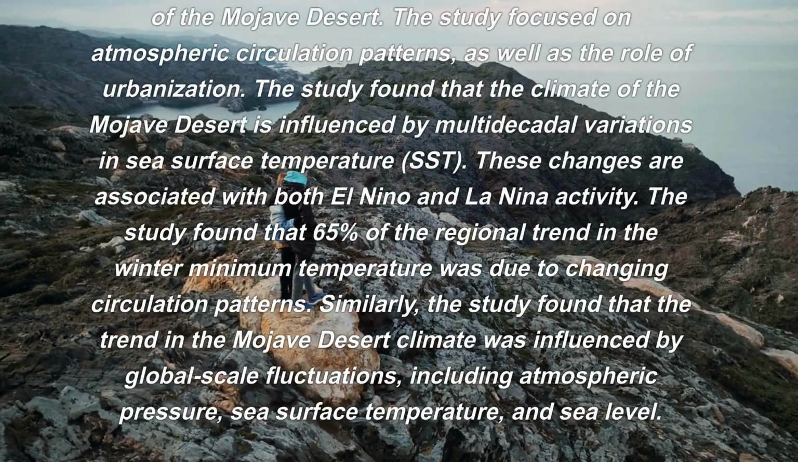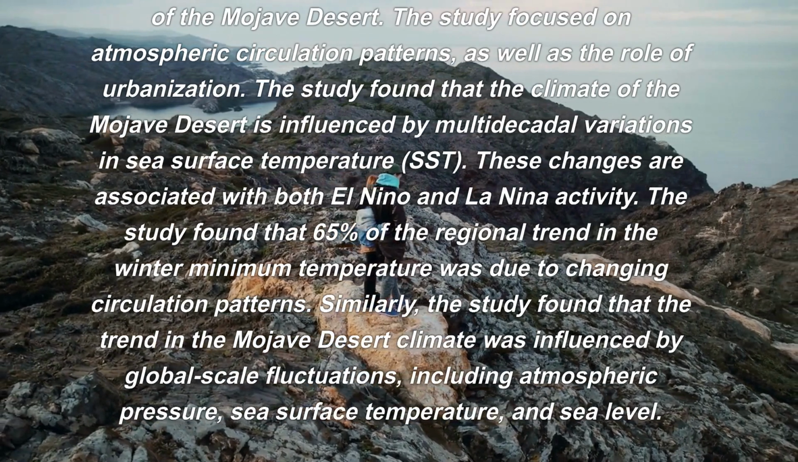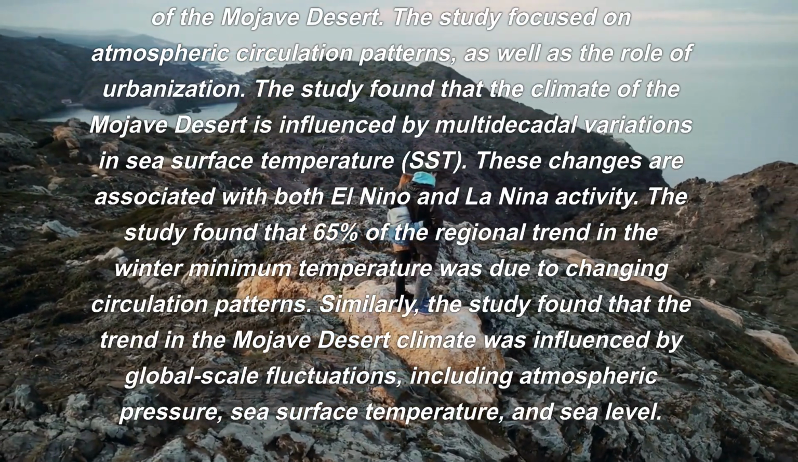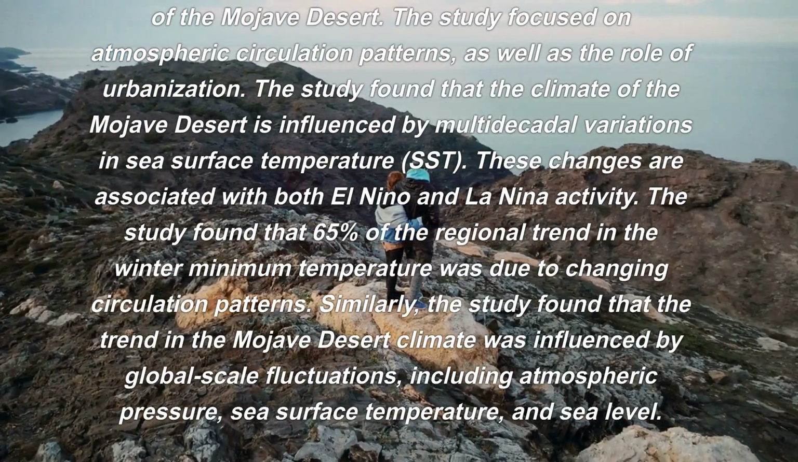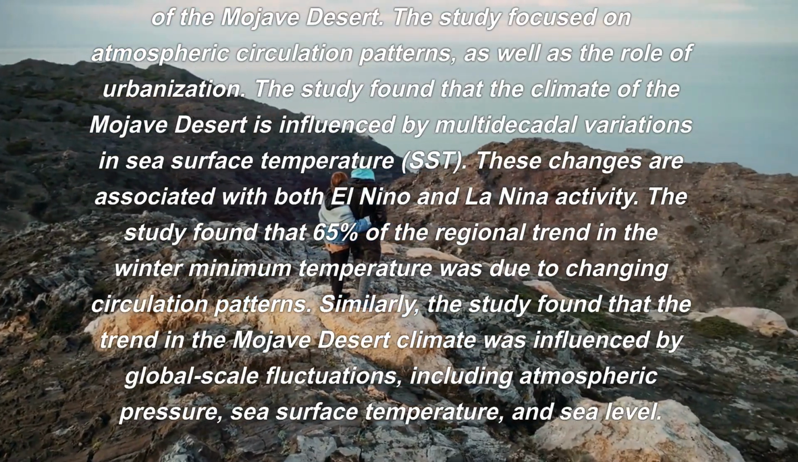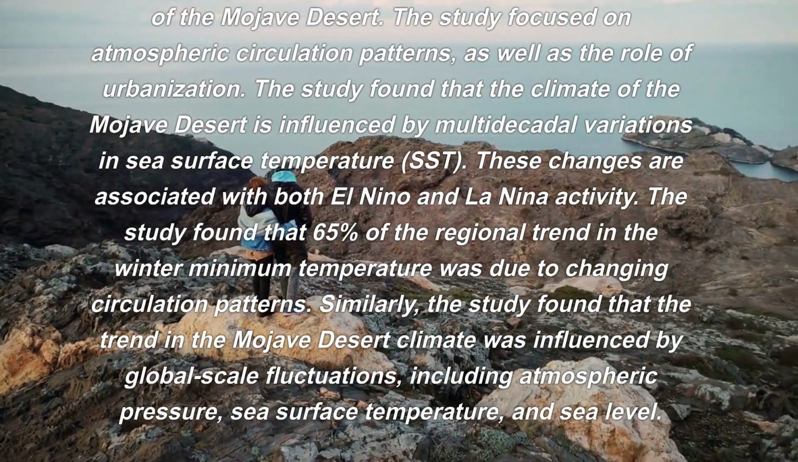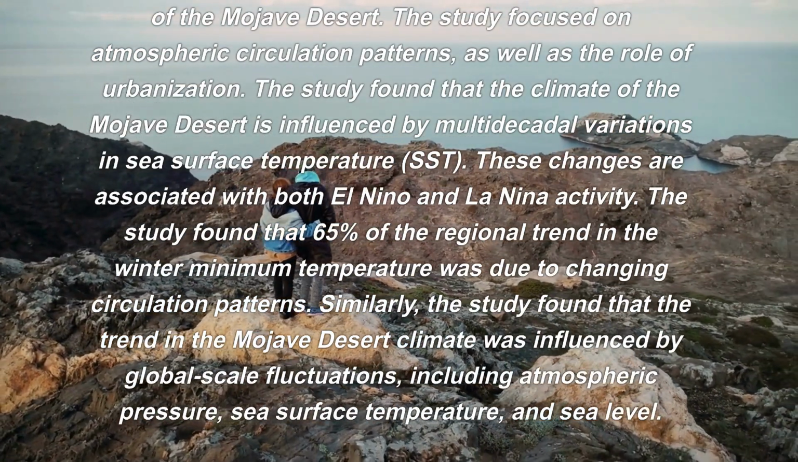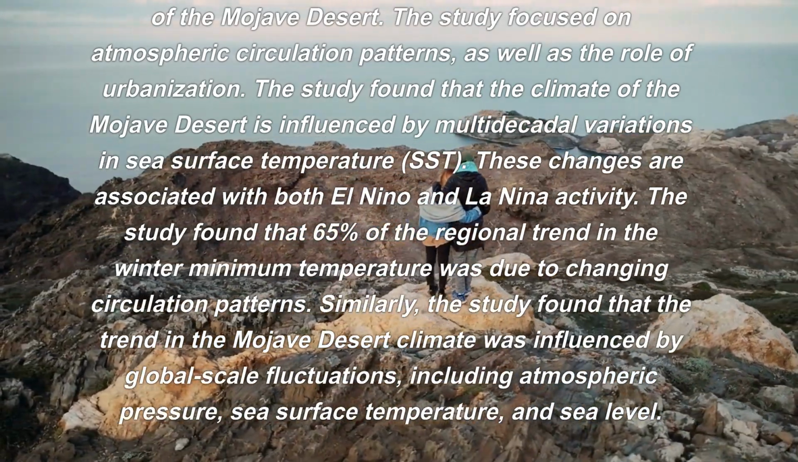A recent study examined regional trends in the climate of the Mojave Desert. The study focused on atmospheric circulation patterns, as well as the role of urbanization. The study found that the climate of the Mojave Desert is influenced by multi-decadal variations in sea surface temperature, SST. These changes are associated with both El Niño and La Niña activity.